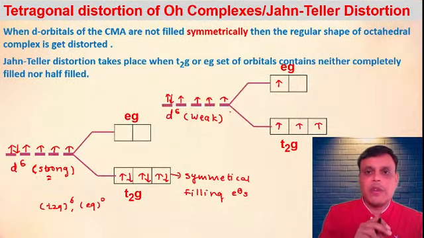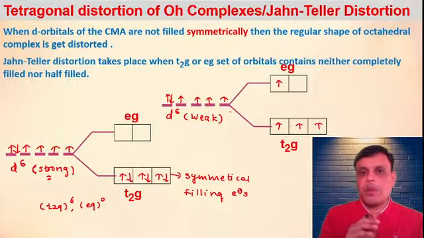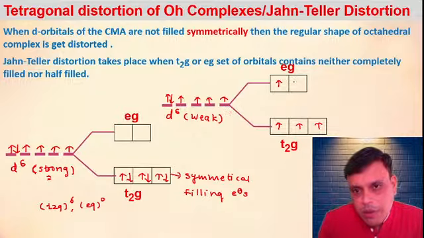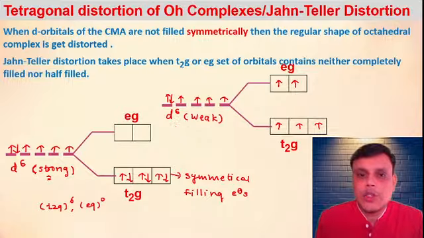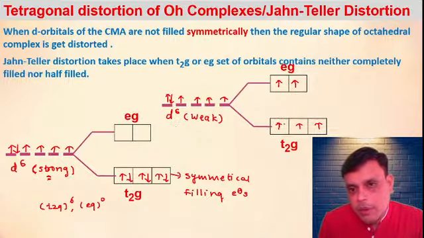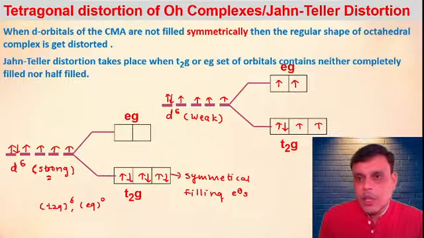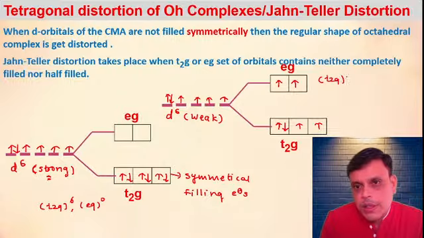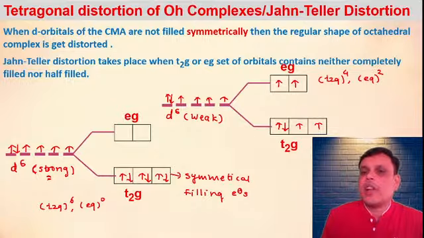So here in a weak field complex, pairing energy is higher than 10 Dq. So the electron will prefer to go into the eg orbital. Then the fifth electron will also go into the eg orbital. Then the sixth electron again will go into the t2g orbital. So here the electronic configuration will become t2g4 and eg2.